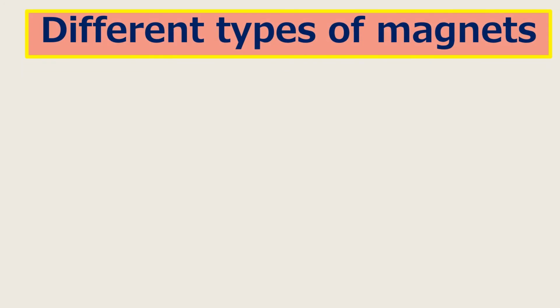Now, let us see the different types of magnets. Magnets come in different shapes. The most common shapes used in school are bar magnets and U-shaped magnets, but you also get circular magnets, ring-shaped magnets, and round magnets. The flat-shaped ones, like fridge magnets, are made from fine magnetic powder mixed with plastic.